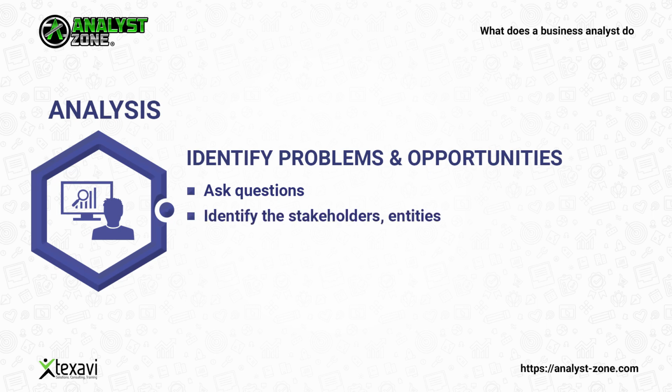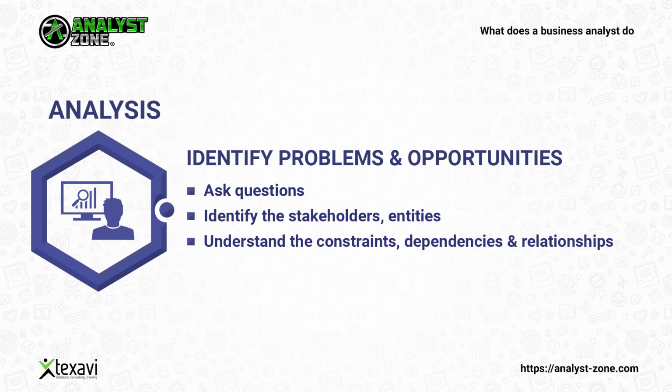Identify the stakeholders and entities. Not just shareholders, but people, groups, or organizations that have a direct or indirect influence on the outcome of a project. Understand the constraints, dependencies, and relationships. These could be to do with technology, business, work culture, financial aspects, and so on. Capture the gaps, needs, goals, and expectations of the main persons involved.